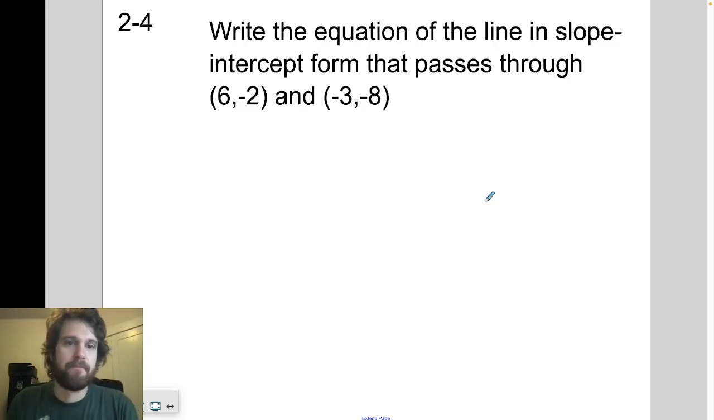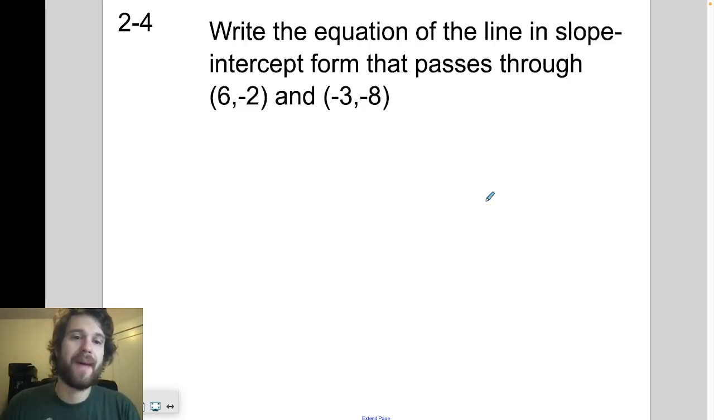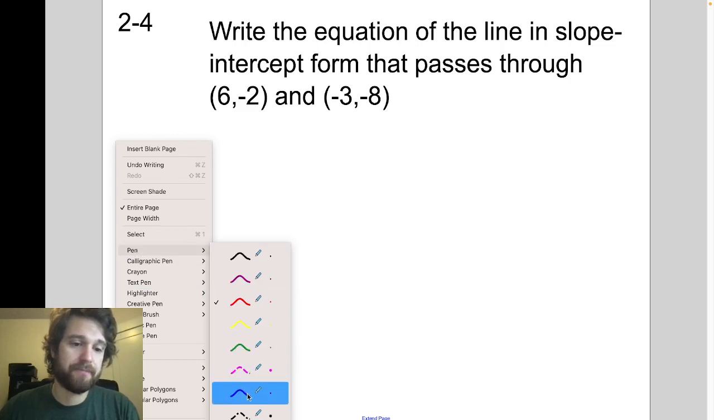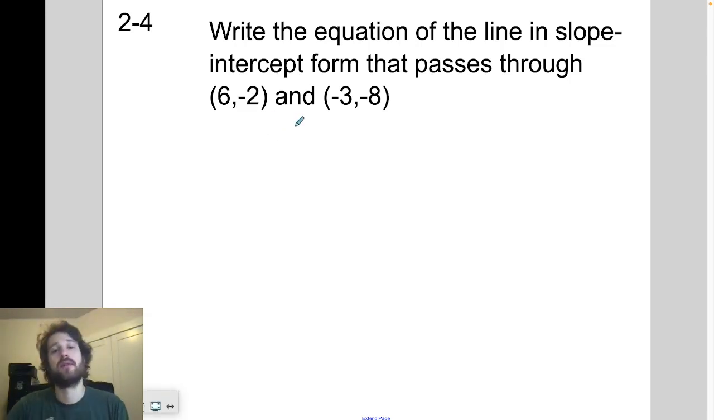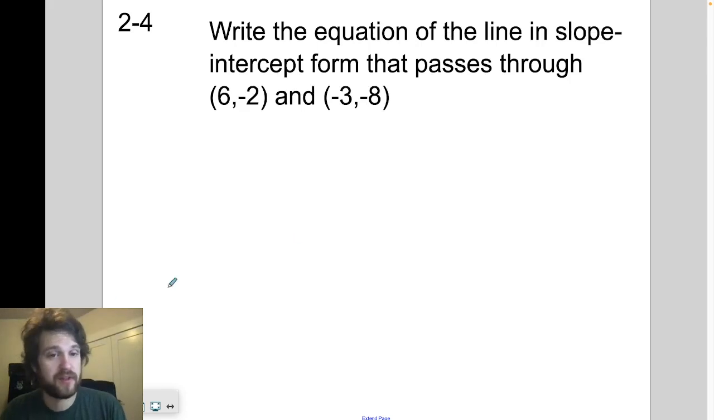We're making good time. Okay, this one is a little bit different. It says write the equation of a line in slope-intercept form that passes through 6, negative 2, and negative 3, negative 8. Well, in this case, I didn't give you the slope. I just gave you 2 points. But it turns out if you have a point and the slope, that's enough information to write the equation of the line. And if you have 2 points, that's also enough information.